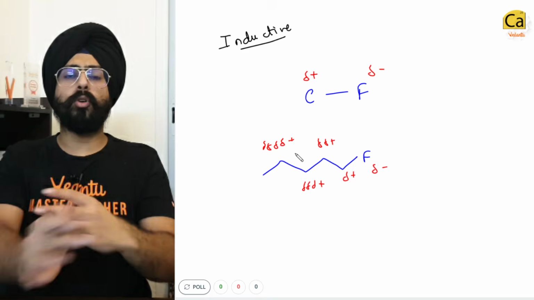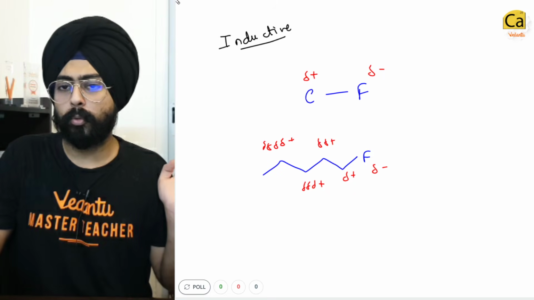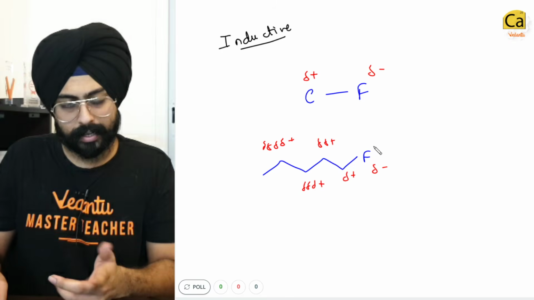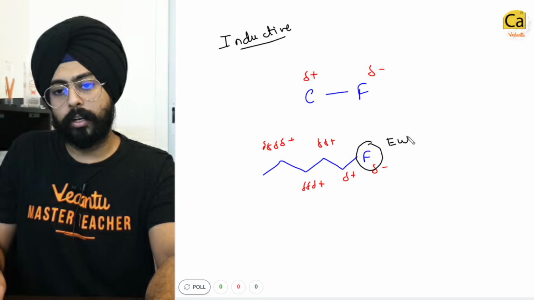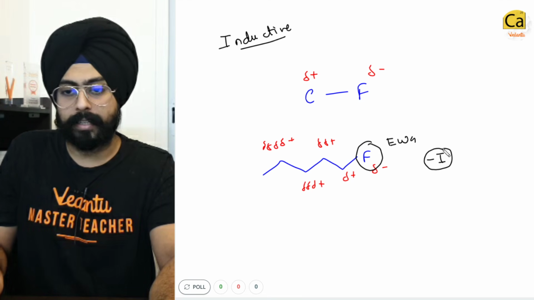This effect is almost negligible after the third carbon atom. From the fourth carbon atom, this effect is almost negligible and happens via sigma bonds. It's a weak effect. So this one over here, where you have an electron withdrawing group, this effect is known as the minus I or negative inductive effect.